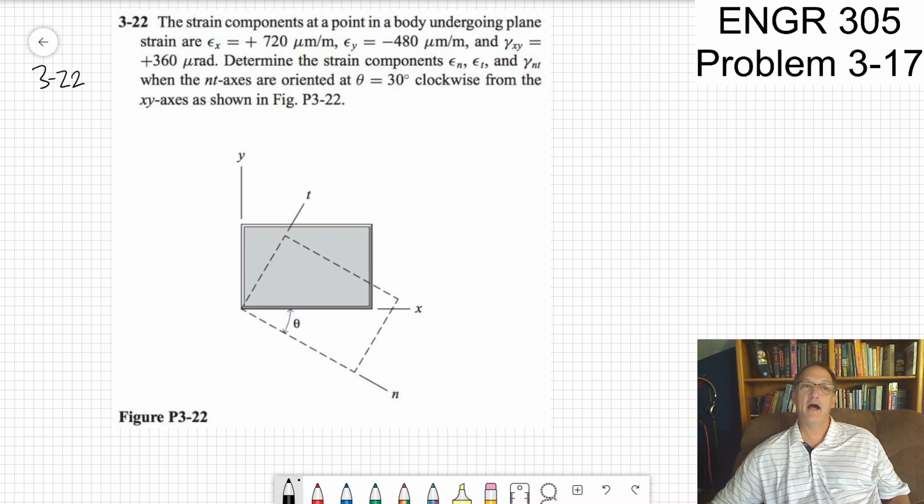Engineering 305, Chapter 3, Problem 22, which is now what the screen says. Hold on. Magic of television. All right, Engineering 305, Problem 3.22.